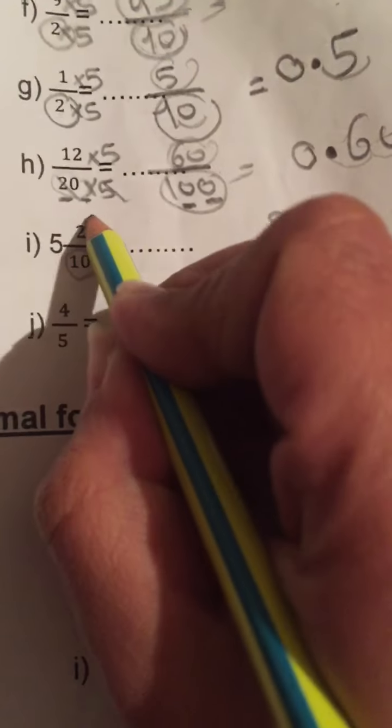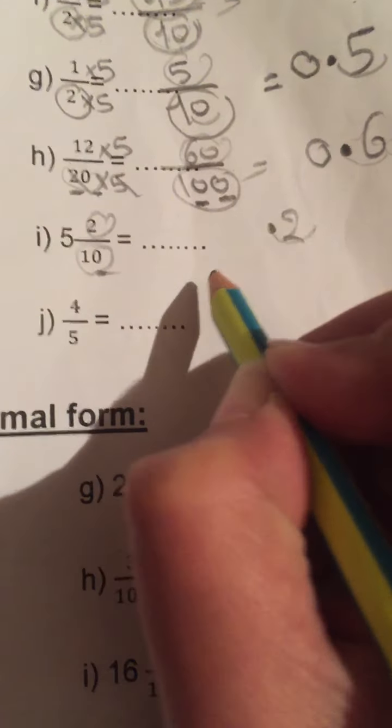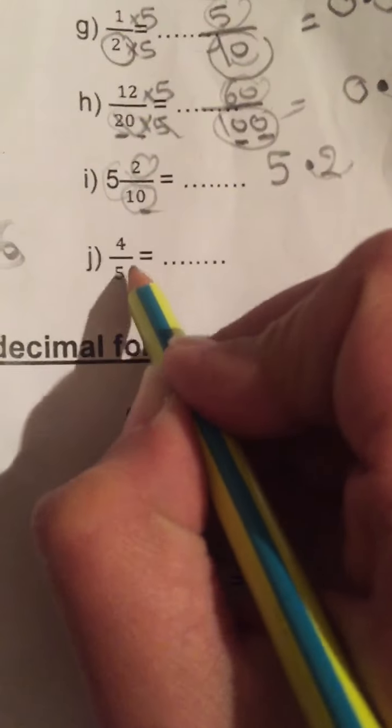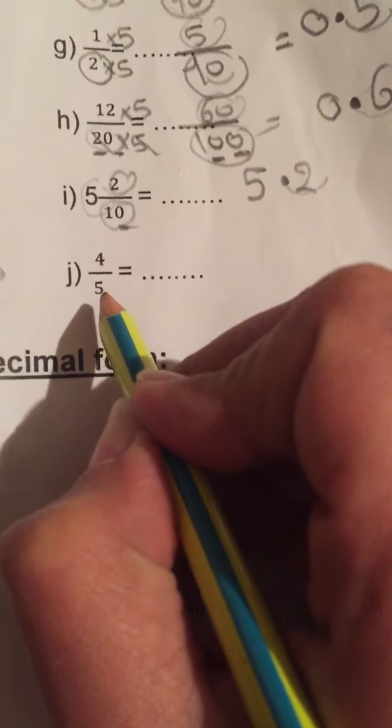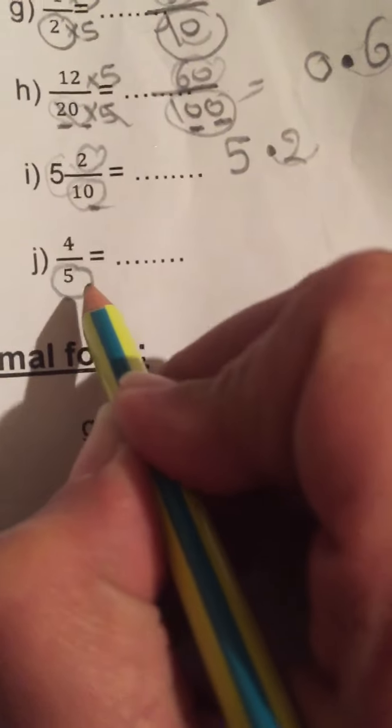Put the numerator as it is, which is 2. Jump one time because I have 1 0 in the denominator, and the whole number is 5, so I'm going to put 5 here. Here the denominator is neither 10 nor 100 nor 1000, so I have a problem. I have to fix this problem.